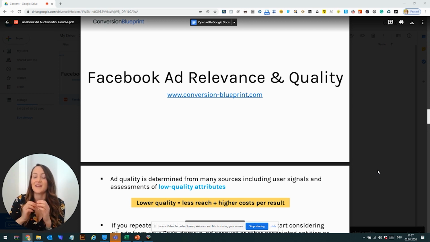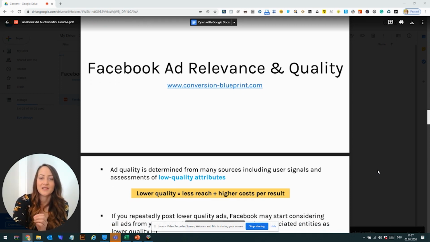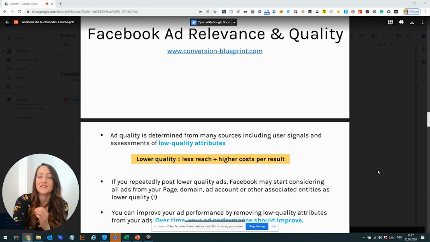So here, you really need to pay attention, and this is something that you want to make your main priority when running campaigns and when creating ads. Your ad quality is determined from many sources, and this includes user signal and if your ad has low quality attributes. Understand this: the lower your ad quality is, the fewer people you reach and the higher your cost per results are. So the ad quality directly influences how much you pay.